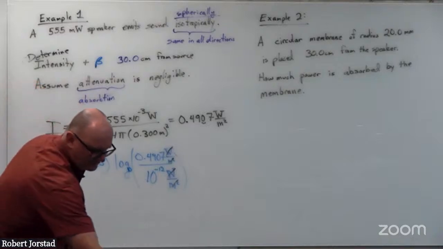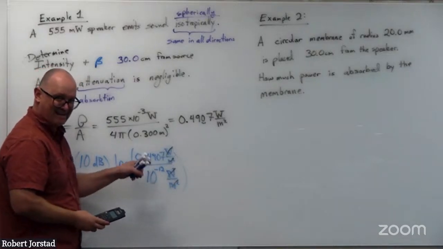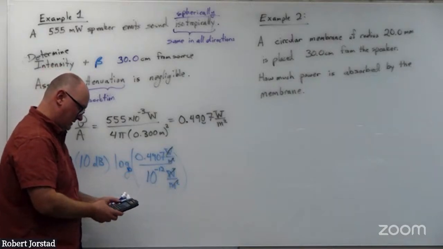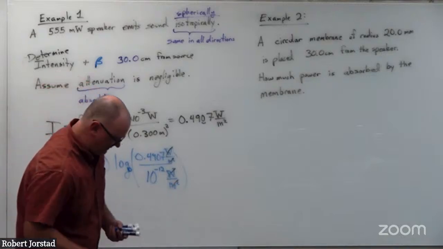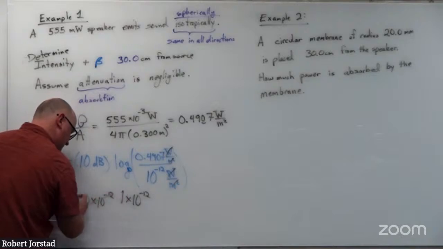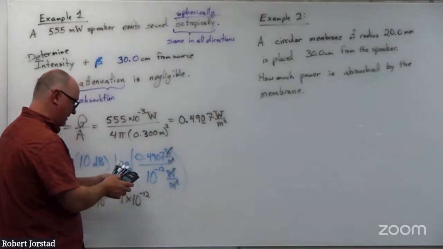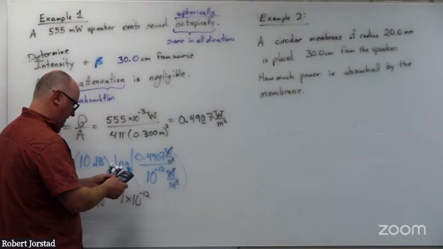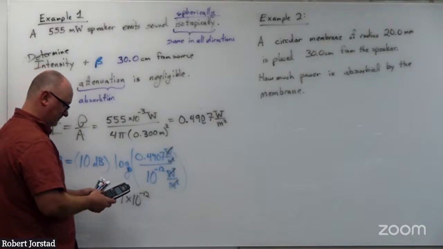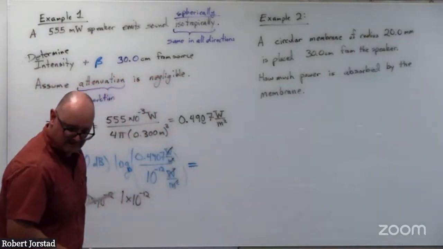All right. So divide that by, careful when you do this. You do not type 10 EE negative 12. It's 1 EE negative 12. Because this is 1 times 10 to the minus 12, not 10 times 10 to the minus 12. Okay, so now I have to take log base 10 of that answer, and then multiply by 10. What is that, 116.9 dB?